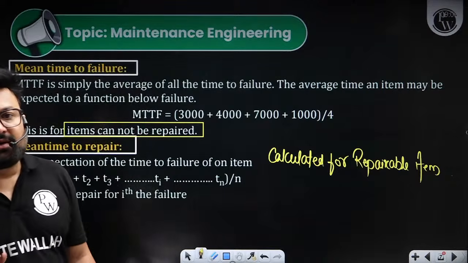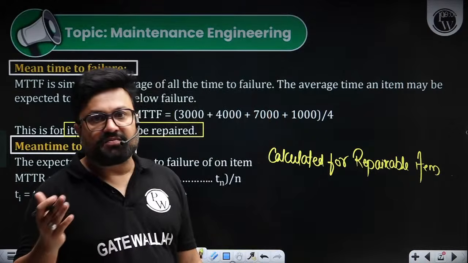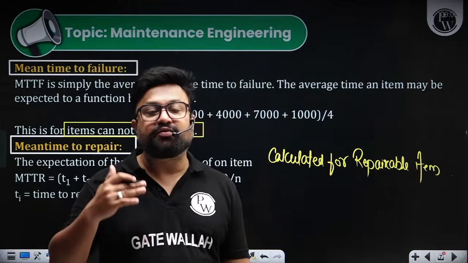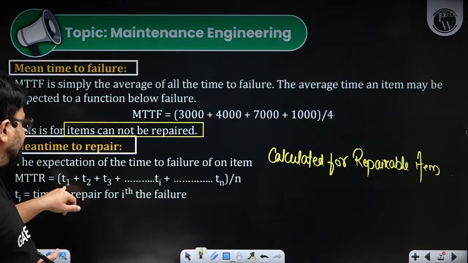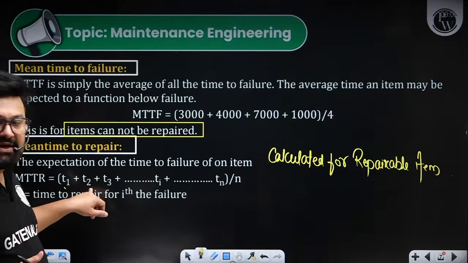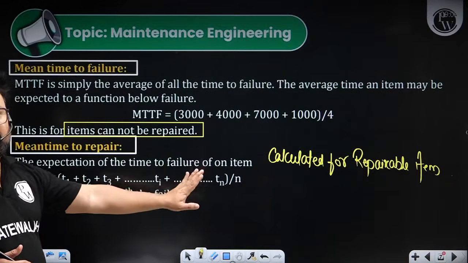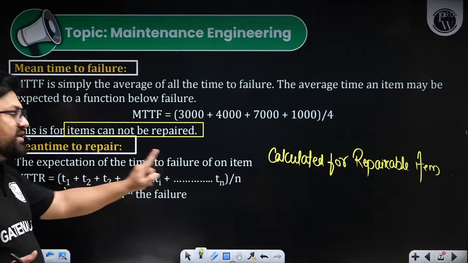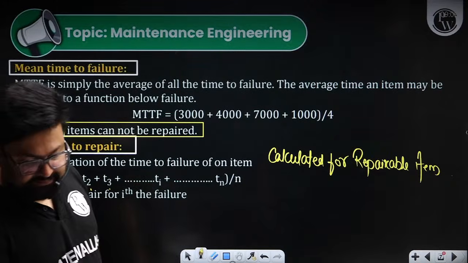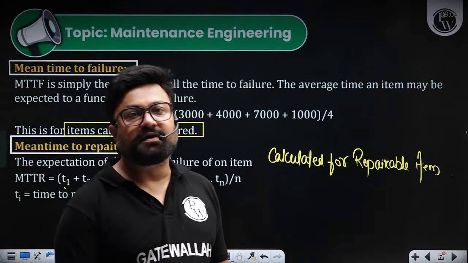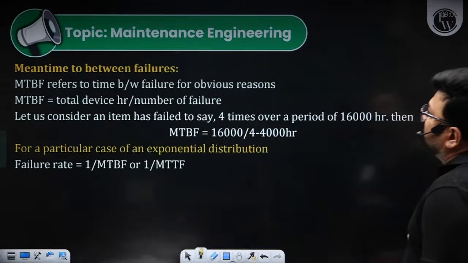So mean time to repair, the expectation of the time to repair of an item. So mean time to repair is what? Time to repair, I mean how much time is taking. सपोज किसी प्रोडक्ट को रिपेयर करने में T1 टाइम जा रहा है आफ्टर फेलियर, T2 टाइम जा रहा है आफ्टर फेलियर, T3 टाइम जा रहा है आफ्टर फेलियर. Sum of all times to repair divided by the number of times, right? The number of times. So that is mean time to what? Repair.